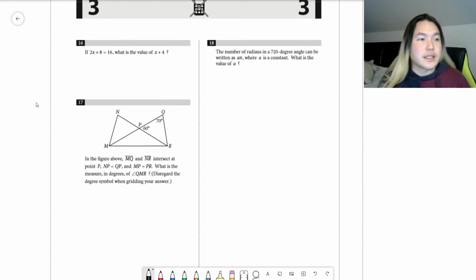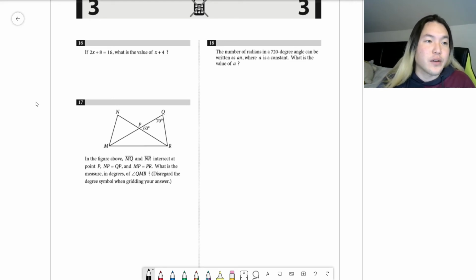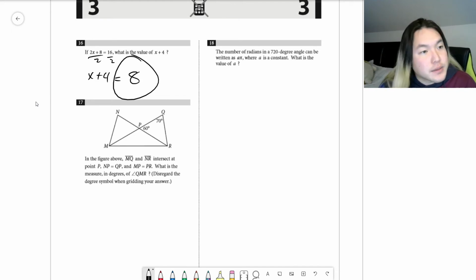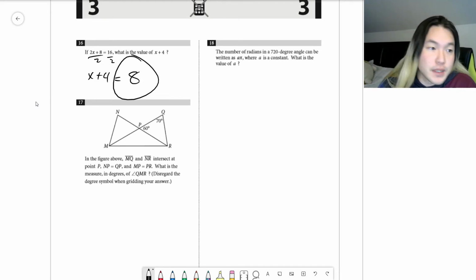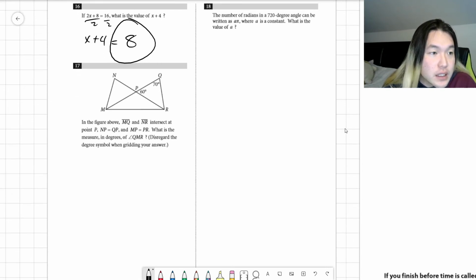So let's take a look at 16. If 2x plus 8 equals 16, what is the value of x plus 4? I think they want you to divide both sides by 2. If you divide this by 2, this becomes x plus 4. That side becomes 8. 8 is the correct answer. See, not too bad.